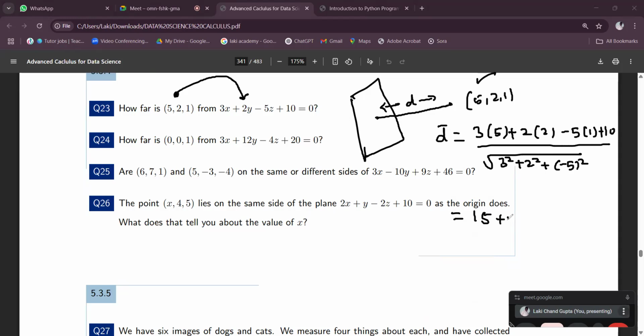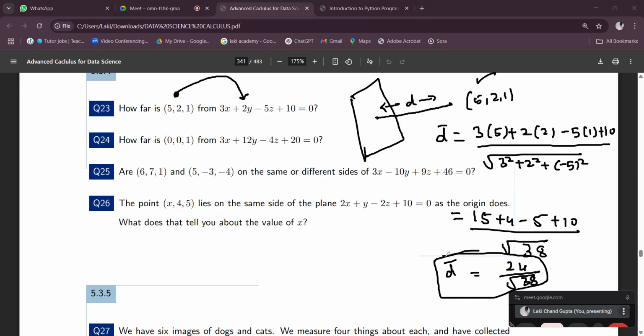So 15 plus 4 minus 5 plus 10, 38, 24. This is distance from this point. Okay. Similarly for this you can do. Understood? Yes.